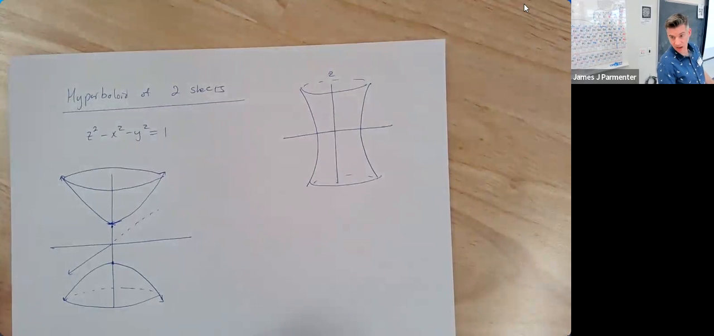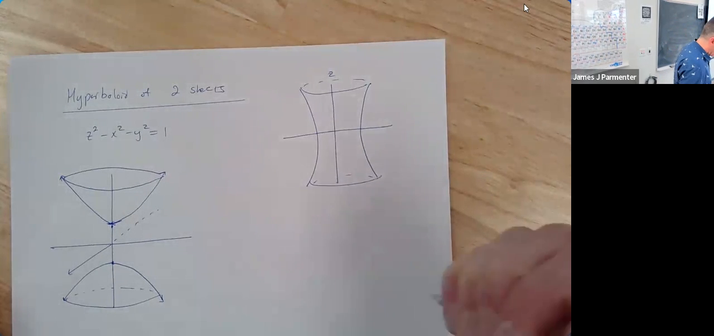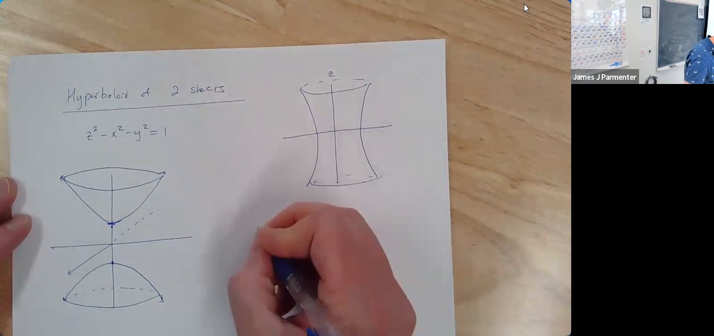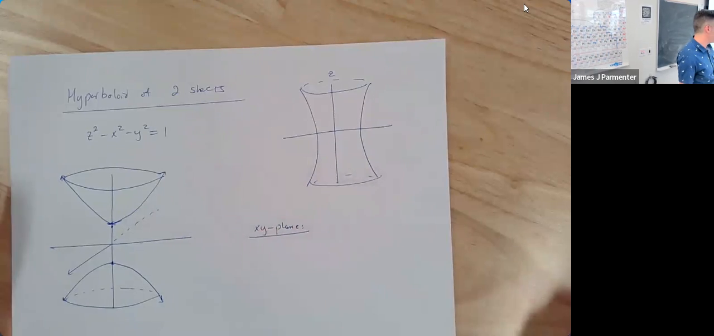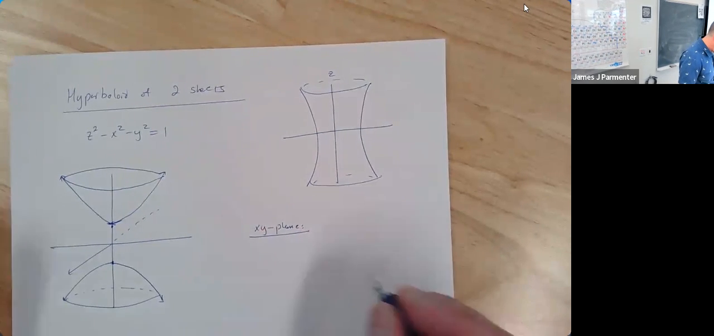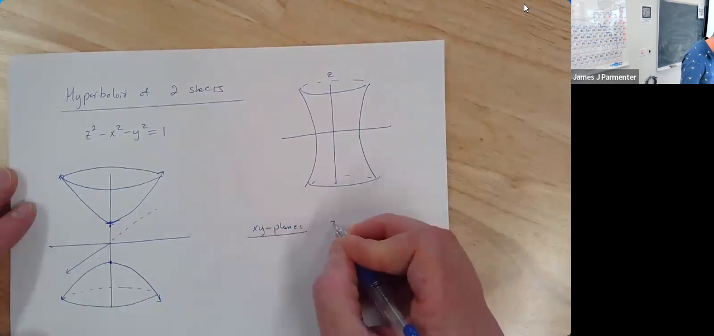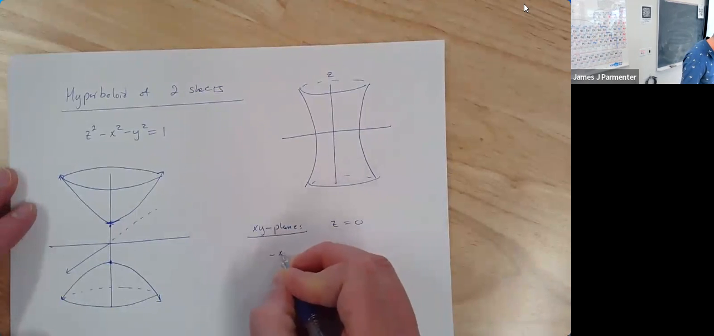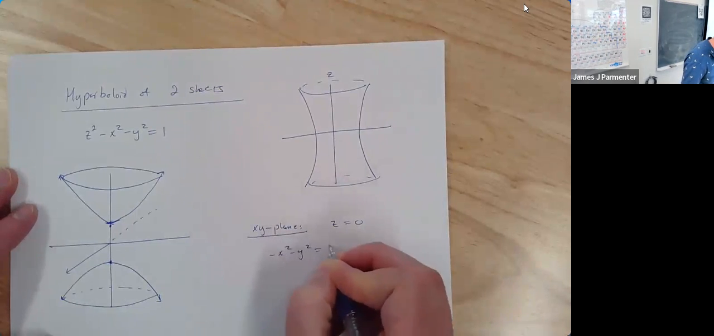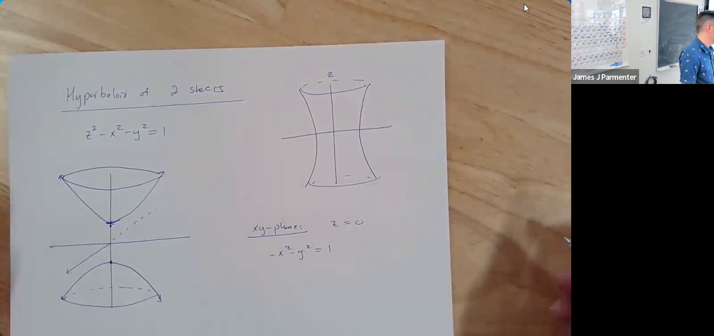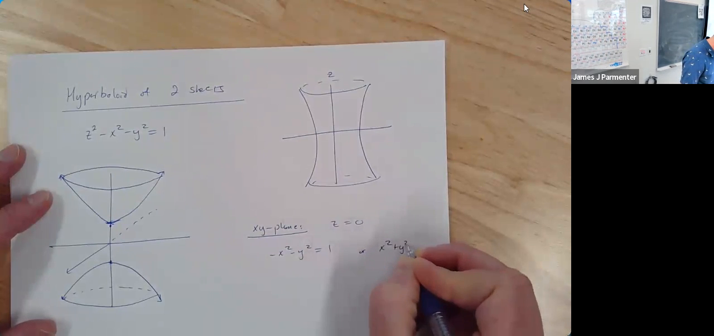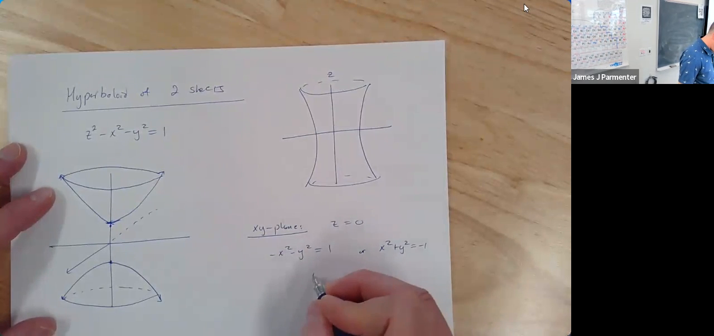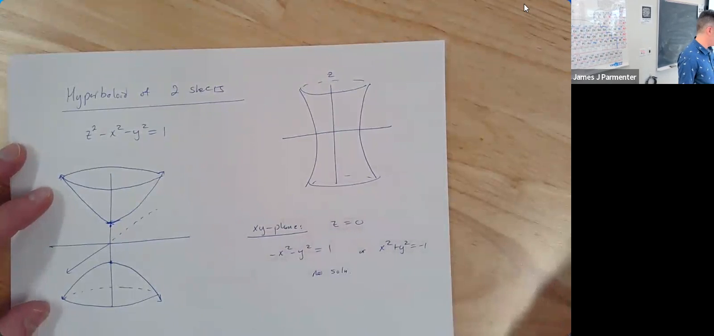So I don't have time to draw the traces at this moment, but, well, I do. So the XY plane trace, it's fun. I definitely have time to draw that. Done. I drew it. There isn't one, right? If you try to find the XY plane trace, you set z equal to 0. You've got negative x squared minus y squared equal to 1. There's no solution there. Or if you prefer, x squared plus y squared equal to negative 1. No solution. There is no trace in the XY plane.